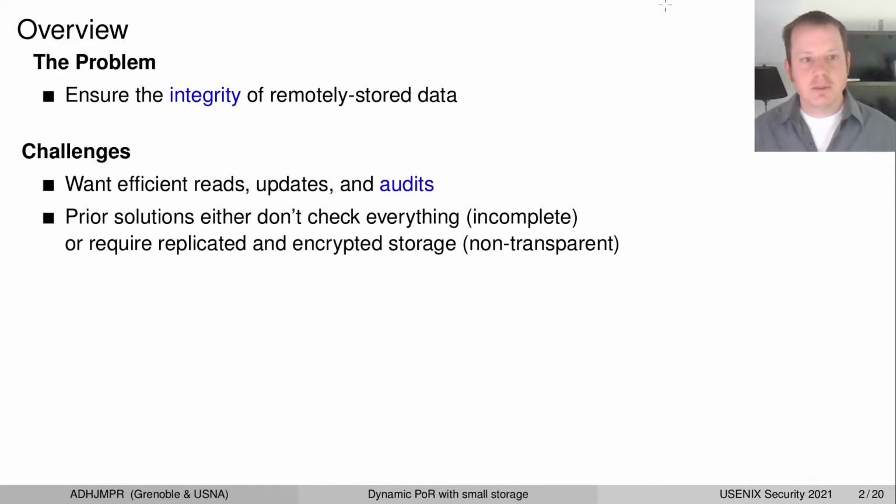So the basic problem that we're looking at is how to make sure that remotely stored data in the cloud or something hasn't been deleted or altered or tampered with. And the main mechanism for doing that is what's called an audit. And previous solutions have some kind of downside. Either their audits don't end up checking everything, so it can allow in small changes, or they require a much more expensive duplicated storage, and they're not transparent.